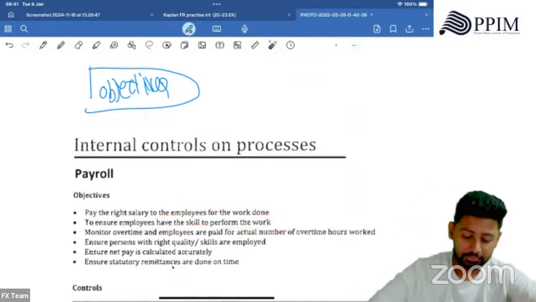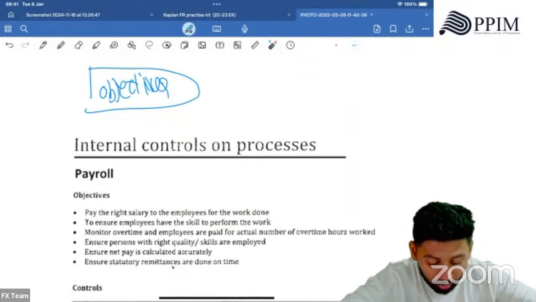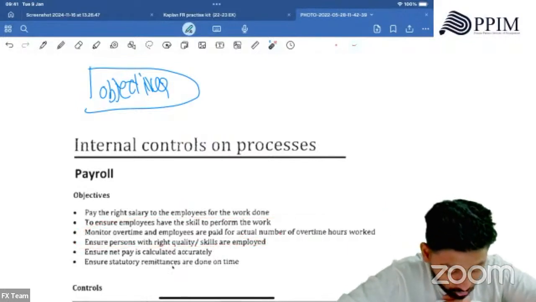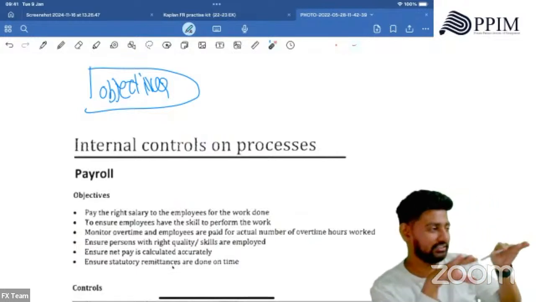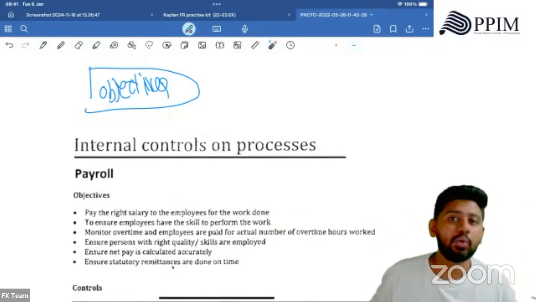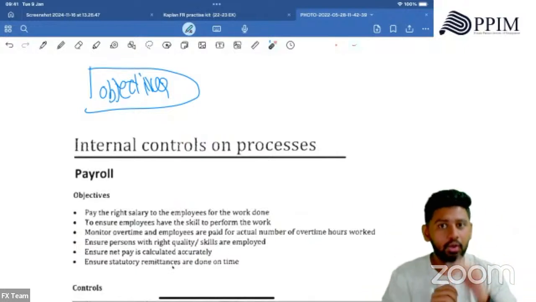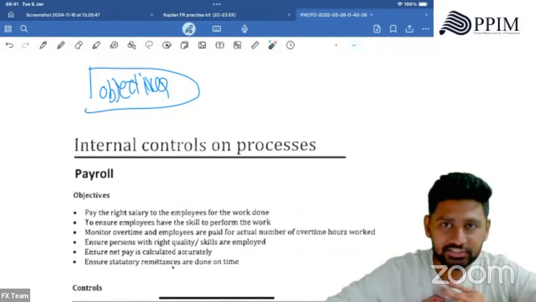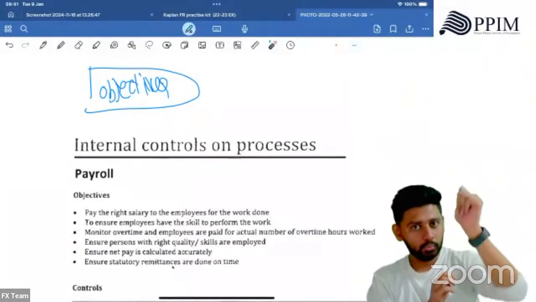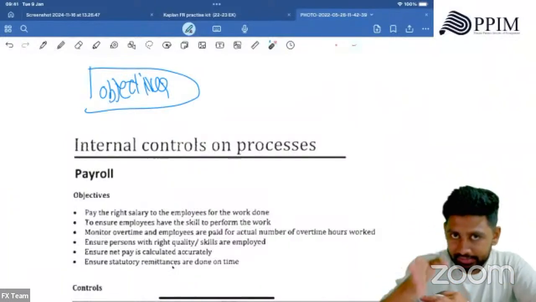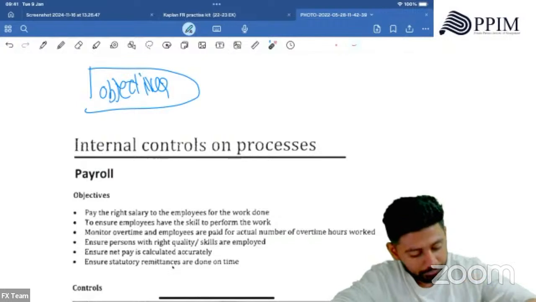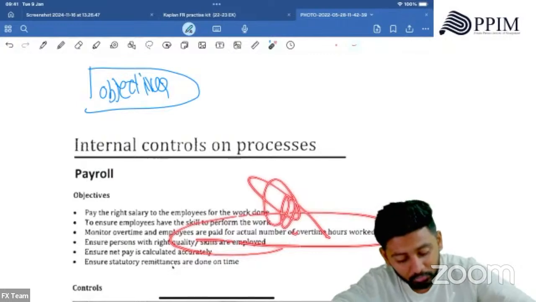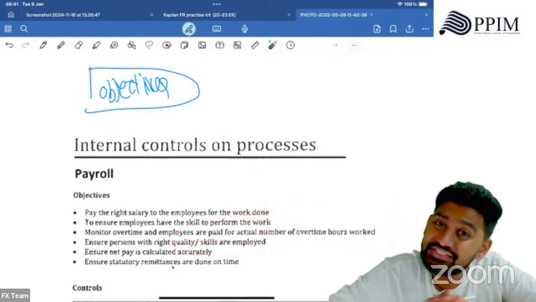Are we clear? Number 3, monitor overtime and employees are paid for the actual number of overtime hours worked. You have to make sure you monitor overtime. A system where, more than 8 hours only, you give overtime. So overtime is captured properly. Overtime has to be authorized by someone. People don't just go and work overtime and claim for money. No, it doesn't work like that. There has to be a system where, when you work overtime, a pre-approval is given. And employees are actually paid for the number of overtime hours worked, and not for the overtime hours stayed.